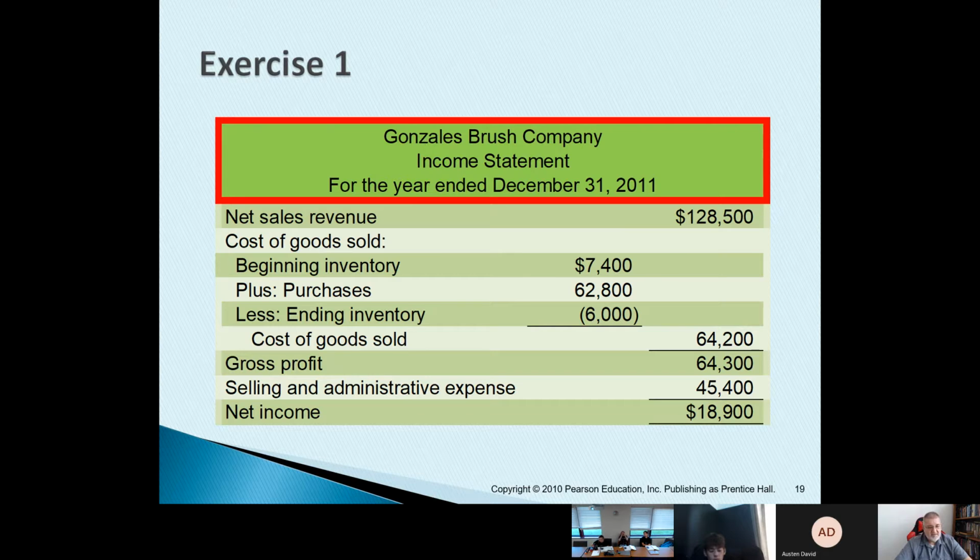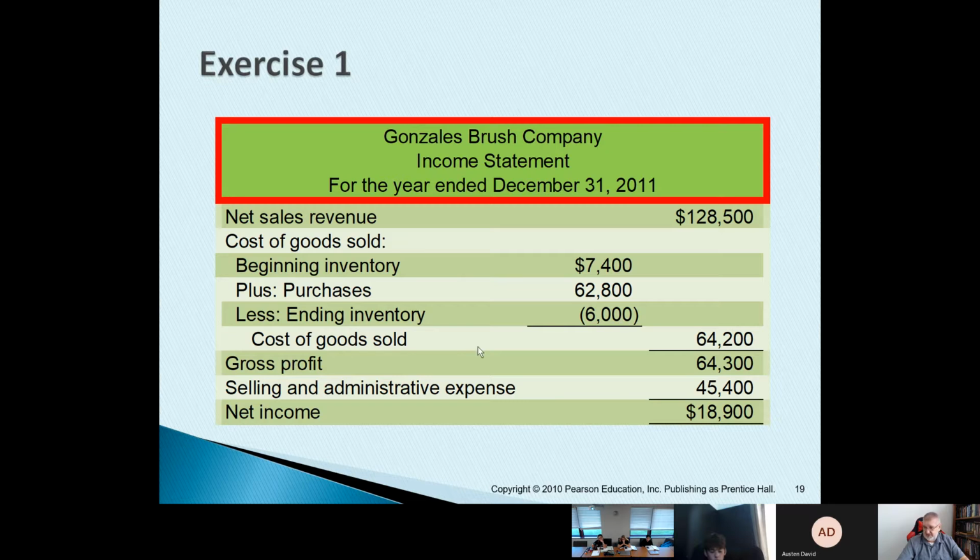Okay, now this is a merchandising company. They don't build any of these brushes. They just simply sell them. So in their inventories, cost of goods sold, their beginning inventory was $7,400. It's $704,000 worth of brushes. They purchased another $62,800 in brushes. And at the end of this period, they have 6,000 brushes left over.